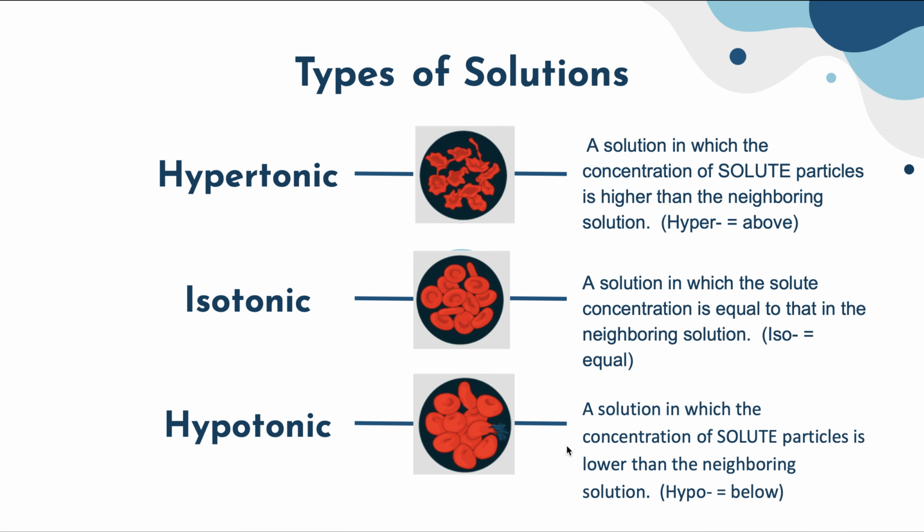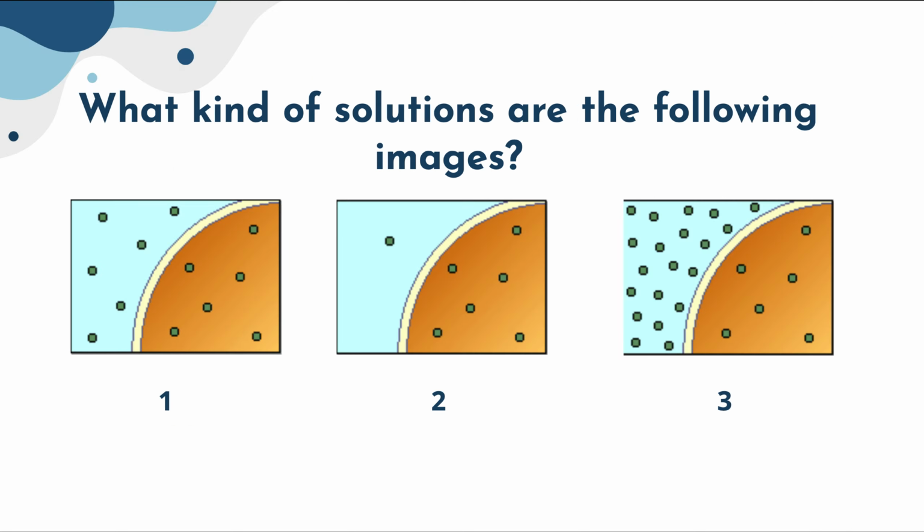Number 1, a hypertonic solution is one in which the concentration of solute particles is higher than the neighboring solution. Hyper equals above. And there's an isotonic solution, which is a solution in which the solute concentration is equal to that of the neighboring solution. Iso means equal. And then there's a hypotonic solution, which means that the concentration of solute particles is lower than the neighboring solution. Hypo means below.